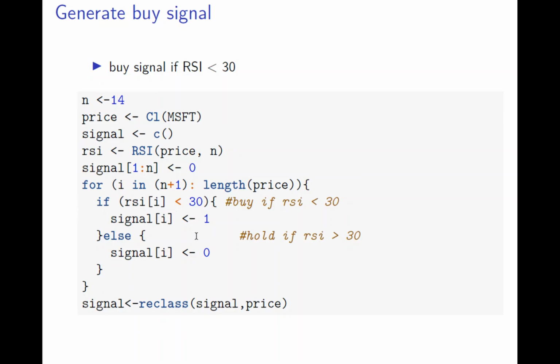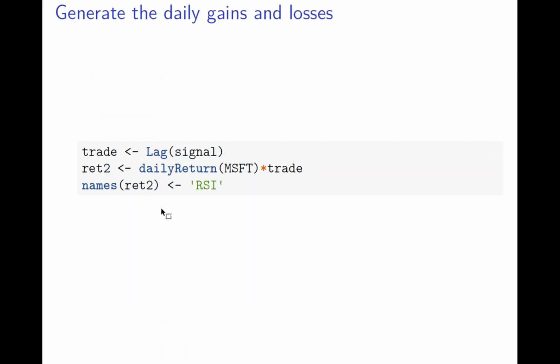When RSI is less than 30, we buy, otherwise we don't. And here we put the price timestamp back into the signal. Because we trade based on yesterday's signal, you should lag it. And we multiply by the return because of the day trading; this is the daily return of what you're doing.